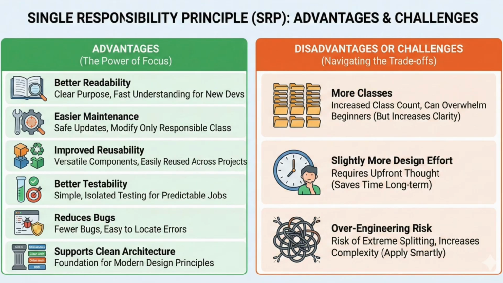Sometimes developers go to the extreme. They split even very small logic into too many classes, which only increases complexity instead of solving problems. So SRP must be applied smartly and logically, not blindly.